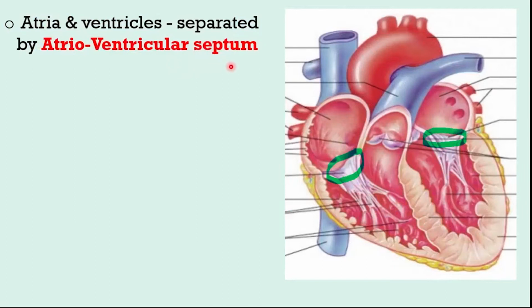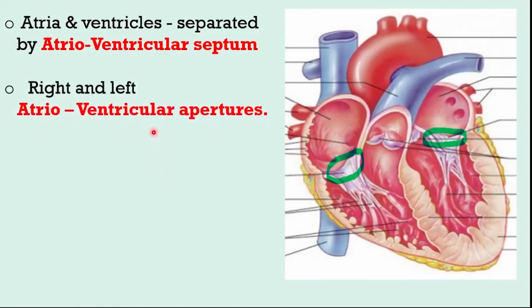Next, coming to the atrioventricular septum. Atria and ventricles are internally separated by a membranous partition known as the atrioventricular septum. This atrioventricular septum possesses two apertures or pores: the left atrioventricular aperture and the right atrioventricular aperture. So we find these two AV apertures on the atrioventricular septum. These two apertures are guarded by valves.